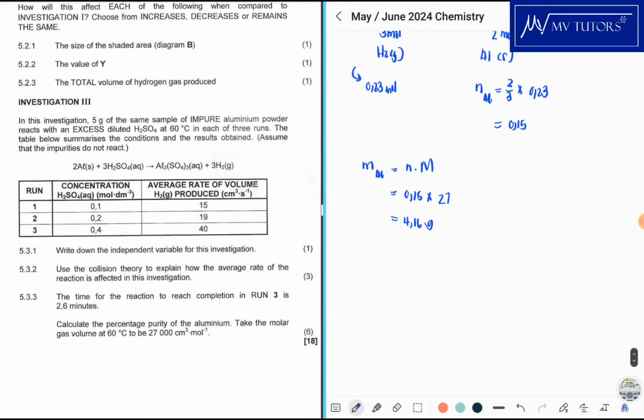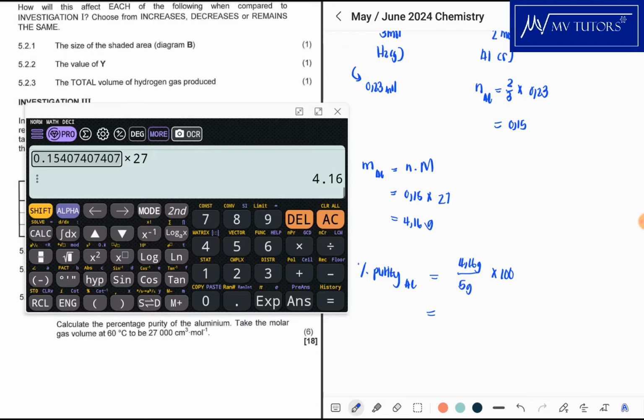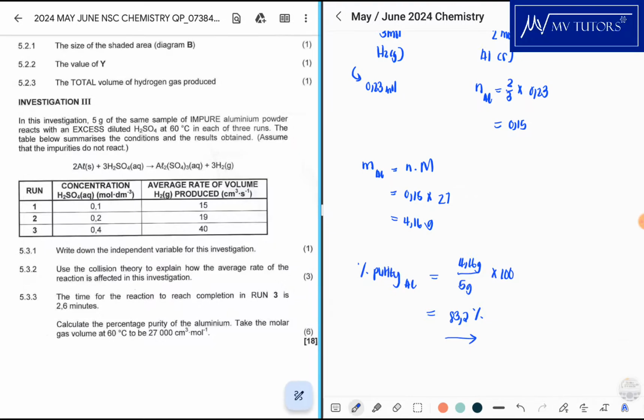grams. Now we can calculate the percent purity of aluminium, which is what they wanted. So the actual mass, which is 4,16, divided by the impure mass, which is 5 grams, and we're going to multiply by 100 because we want a percentage. So 4,16 divided by 5 multiplied by 100 gives us 83,2%. So that's the percentage purity. And with that, we're done with question 5.